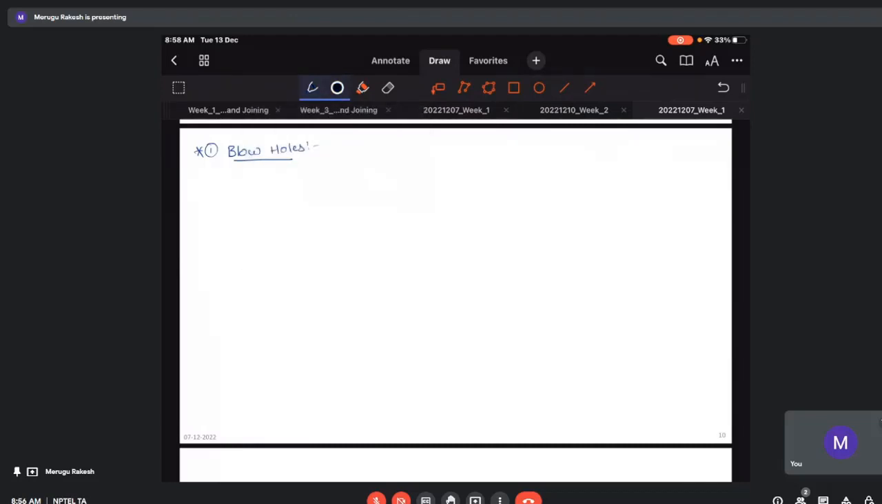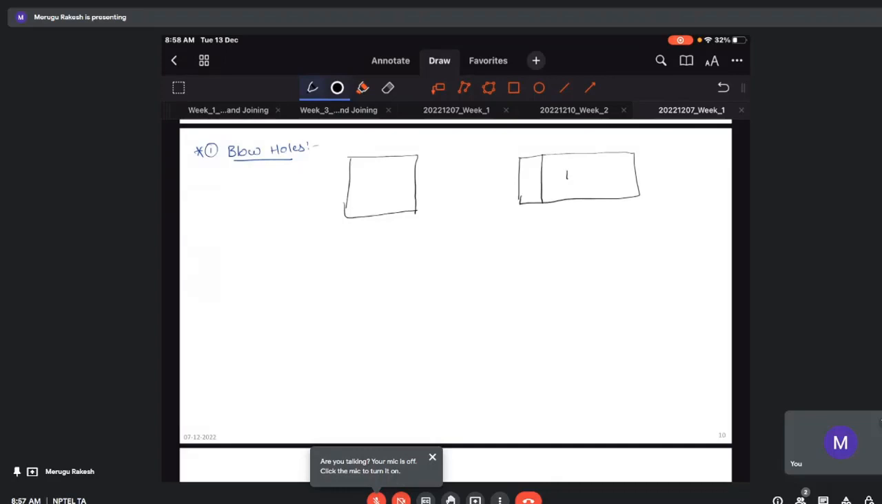So the blowholes is the smooth spherical cavity. When you pour the liquid metal into these small cavities, if the permeability of the sand is less, the gases... as I said, the solubility of gas in solid is less when compared to the liquid. So liquid has more gas absorption. During solidification, this is the liquid and this is the solid, and this way it is getting solidified.